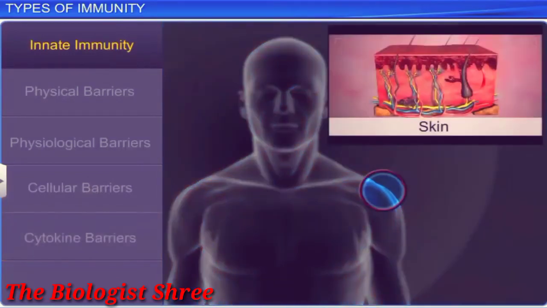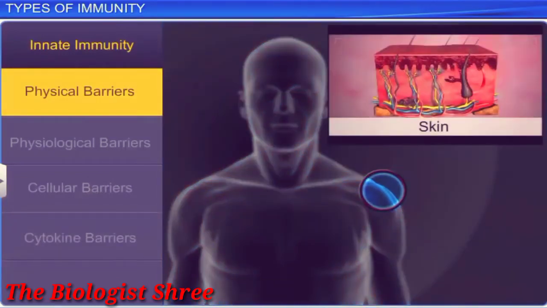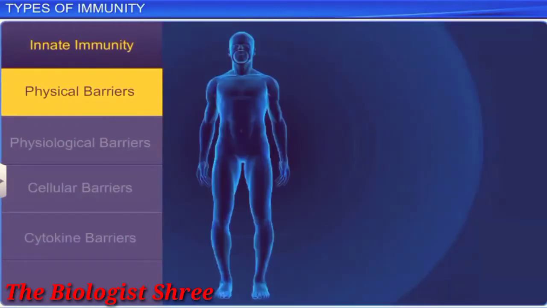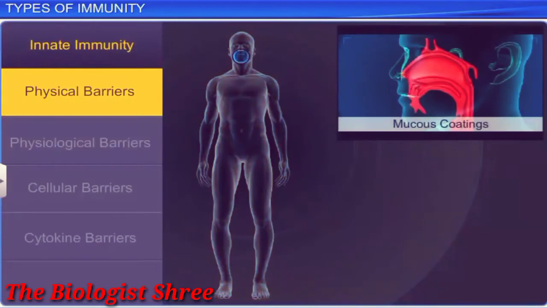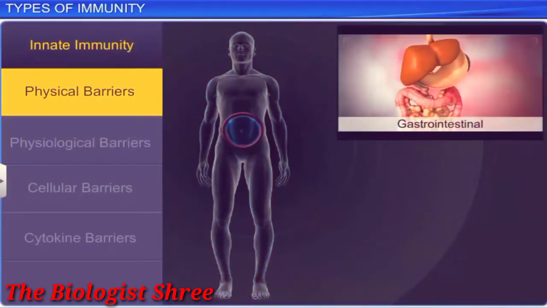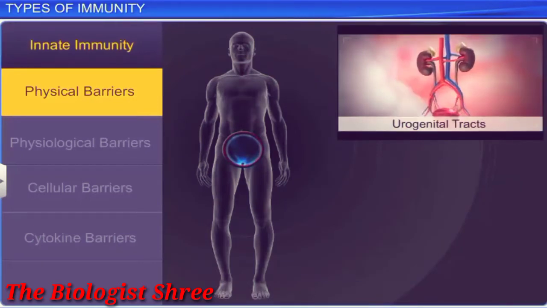The skin on our body is the main physical barrier to the entry of microbes. The mucous coatings of the epithelial lining of the respiratory, gastrointestinal, and urogenital tracts inside the body are also physical barriers to microbes as they trap them.